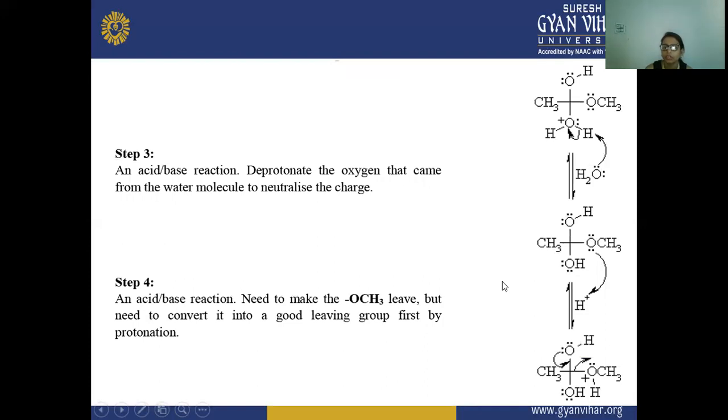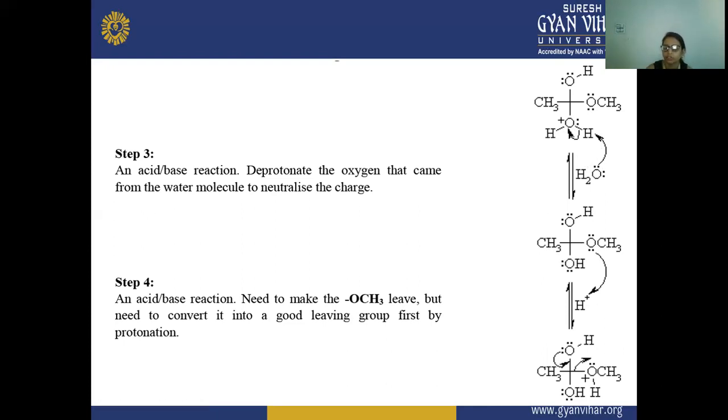Next, in the third step, now this tetrahedral structure is formed. This is an acid-base reaction that deprotonates the oxygen that came from the water molecule to neutralize the charge. This is the water molecule which was added in the previous step. So there will be a deprotonation, meaning from the water molecule, H will be removed from here. This is known as deprotonation. When H is deprotonated from this oxygen, it will neutralize the charge on the oxygen atom. In this step, a water molecule will attack this hydrogen and deprotonate it from this oxygen, and there is a neutral charge on this oxygen atom.